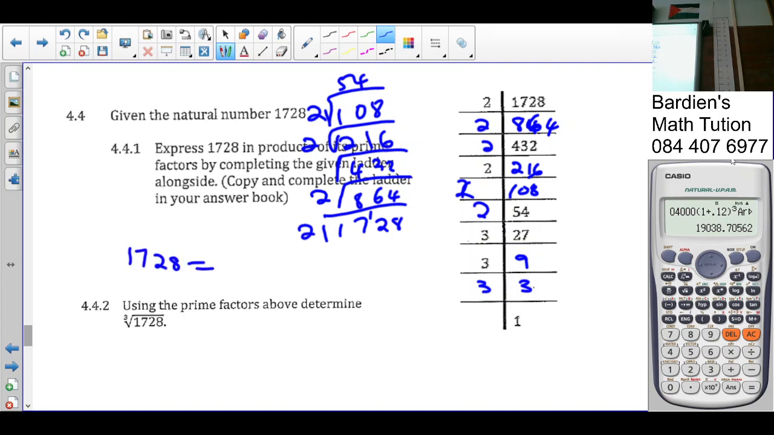So in other words, 1,728 can be written as 1, 2, 3, 4, 5, 6 twos. So it's 2 to the 6 times 3 cubed. And that's the product of its prime factors. Okay.